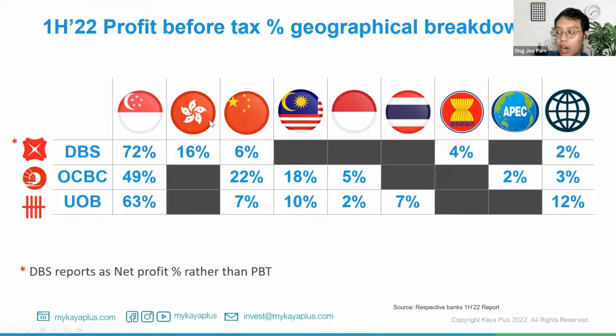I can also go into business in Hong Kong, China, many parts of ASEAN, and also other parts of the world. For these 3 banks, you are mostly very familiar with OCBC and UOB because they have a significant presence in Malaysia, right? 18% of OCBC's profit before tax comes from Malaysia. 10% of UOB's profit before tax comes from Malaysia. And you might not be aware of DBS because they do not have any operations in Malaysia, but in countries and places like Hong Kong and China, DBS actually has a huge base as well.